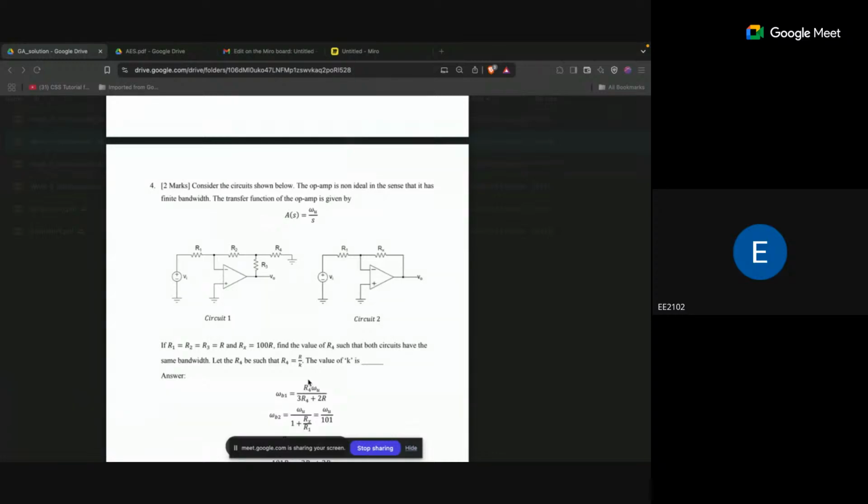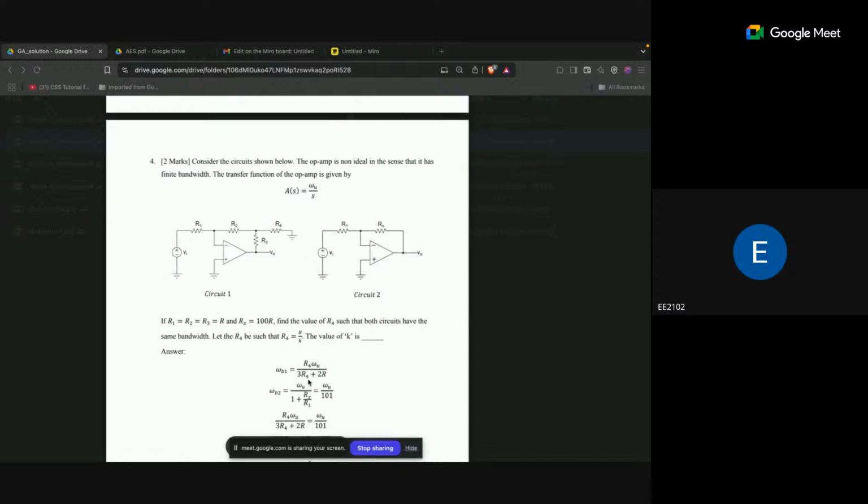Similarly, we can calculate the transfer function for the second circuit also. For the second circuit, V naught upon Vi is equal to A naught upon 1 plus 2 upon (R1 plus R4) times S. Using the same method, calculate the transfer function in this form. So what is omega b2? It is the bandwidth, (R1 plus R4) divided by 2. So you have two bandwidths.